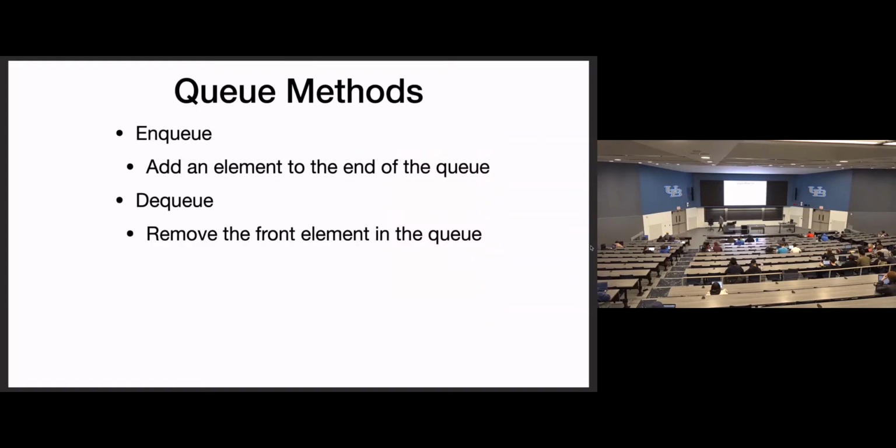First, we have two methods, just like before, except they have a little bit different functionality. Enqueue is going to add to the end of the line. That's somebody joining the line, joining the queue. And dequeue removes the front element, the first element from the queue.